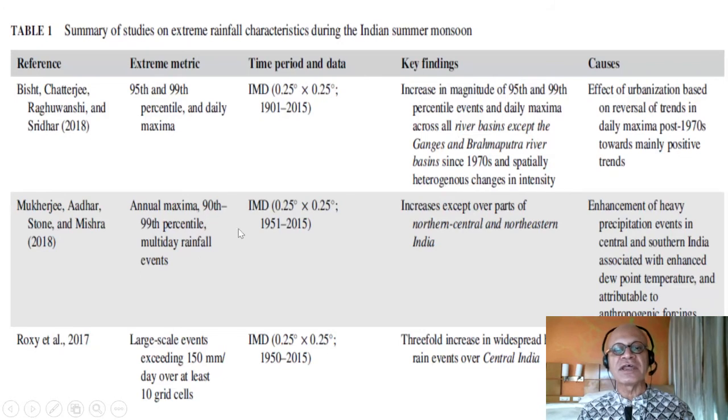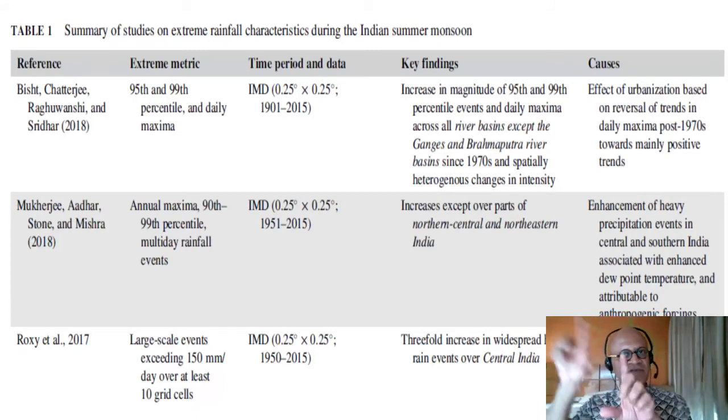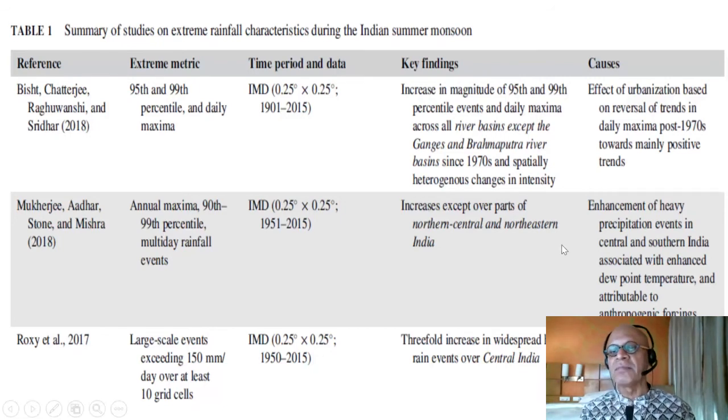This is looking at another metric, same data, identifying increases except over parts of northern central and northeastern India. So northern central is towards the Himalayan foothills, and northeastern goes around Bangladesh. It's always funny to see Bangladesh sits in the middle, India collects data over its region, so northeast is kind of circumnavigating Bangladesh in that sense. And enhancement of heavy precipitation events in central and southern India associated with enhanced dew point temperature and attributable to anthropogenic forcing. So explicit attribution here.